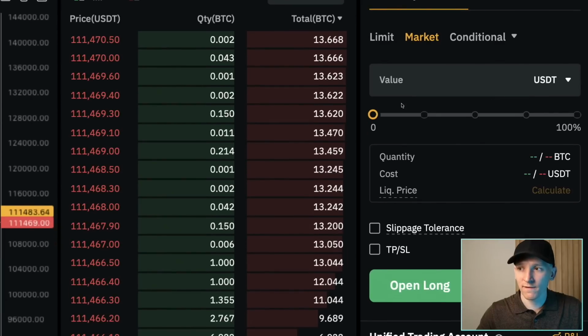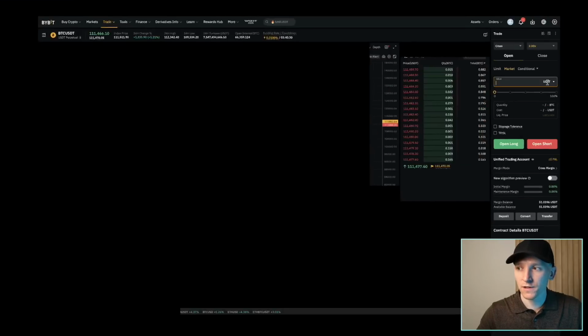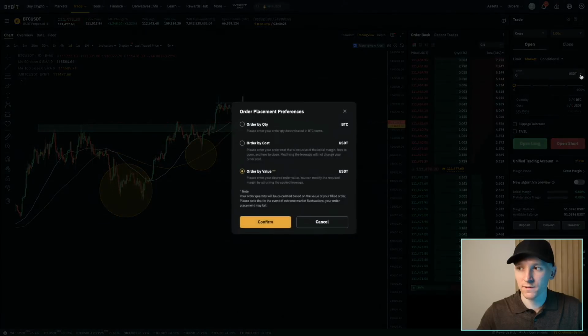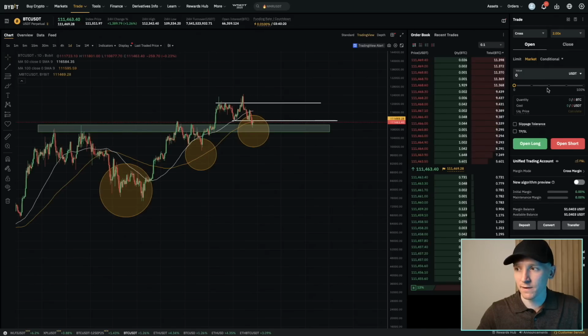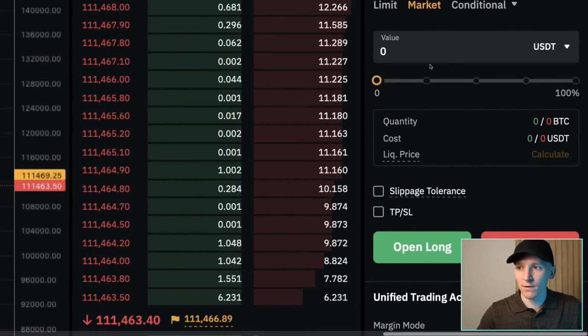So if we say that we're going to open a value, you can change this, by the way. I've got USDT just to make it easy for this example, but you can order by quantity if you want to trade a specific amount of the asset that you're trading. Order by value just makes it easy.